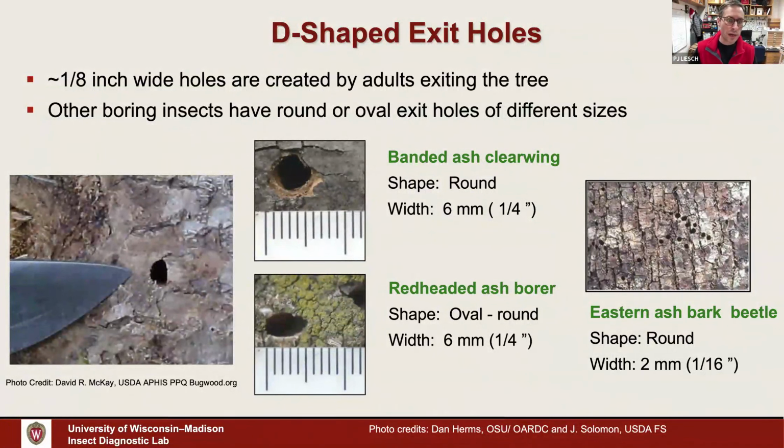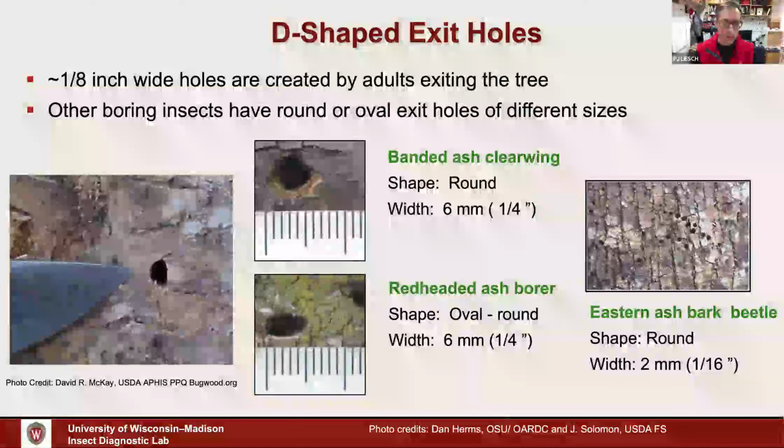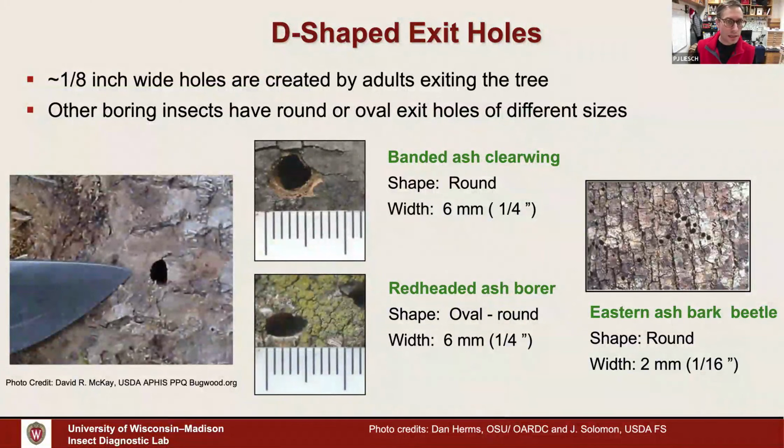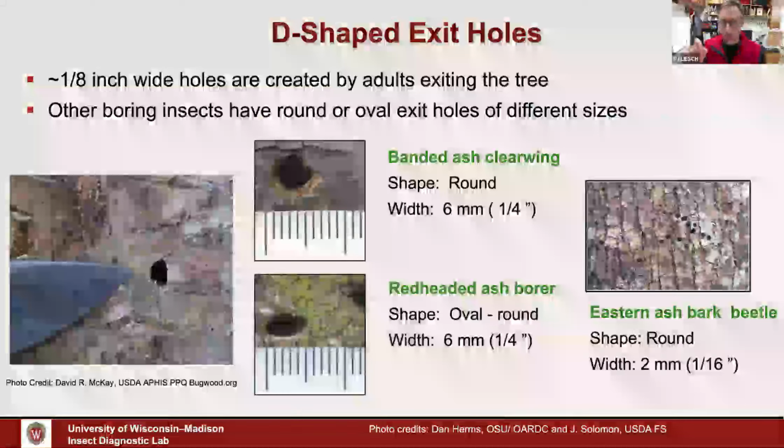So banded ash clearwing, this top center photo, those are round 1/4 inch holes. Red-headed ash borer, those are oval holes about 1/4 inch wide. Eastern ash bark beetle, these are teeny tiny holes, like 1/16 of an inch. Looks like someone peppered the tree with bird shot from a shotgun. Just these little individual BB holes, typically many clustered together in a small area.